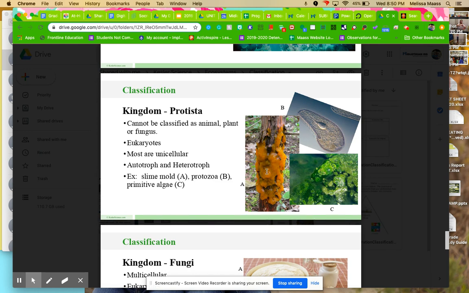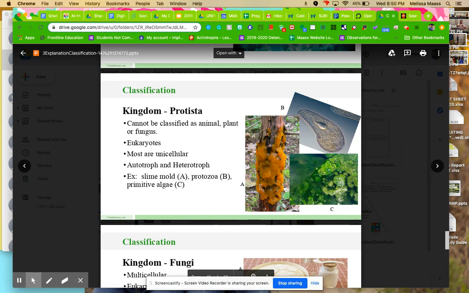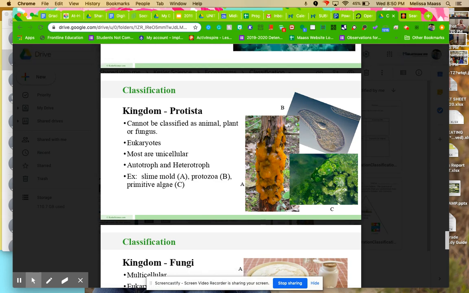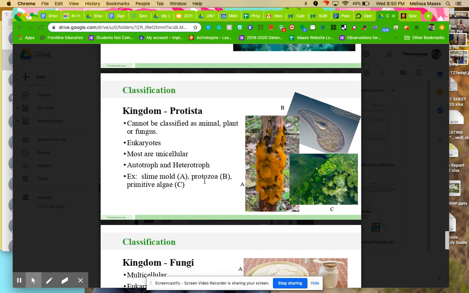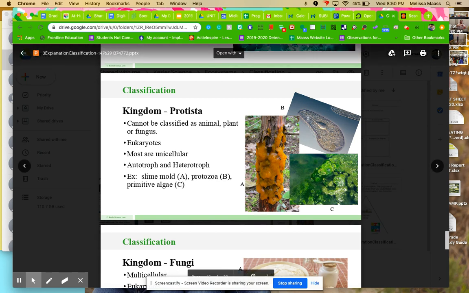Some examples, if you look at A here, it is a slime mold. Like, not what you make, what's out in nature. Kind of gross. Protozoa is going to be at B, and then primitive algae. So, algae. So, that's all gross stuff.